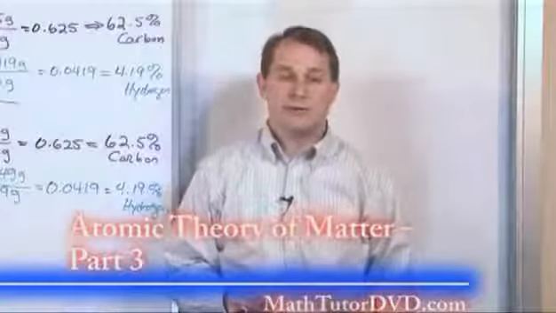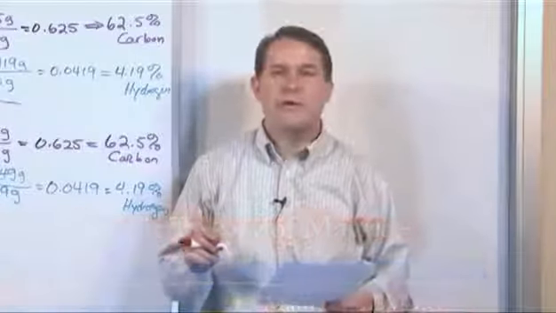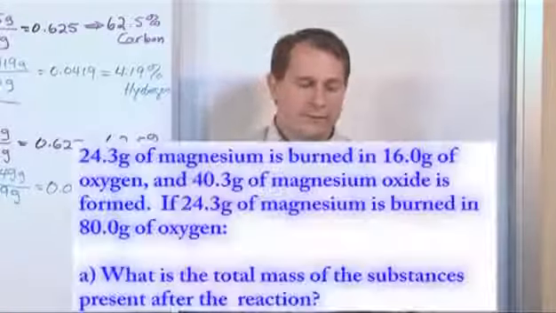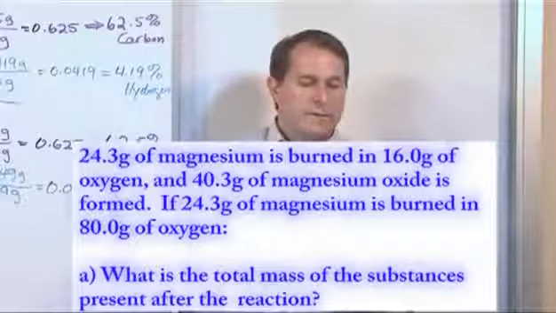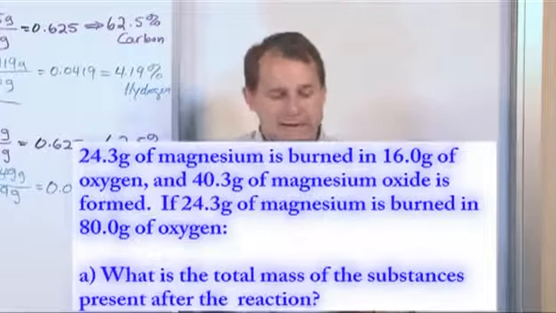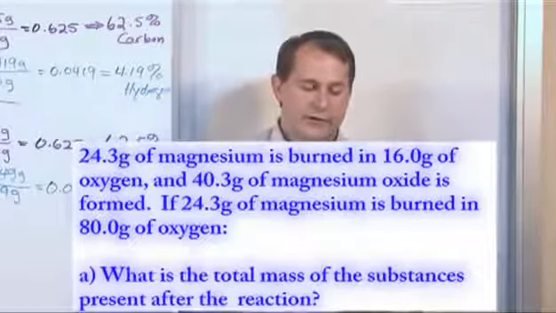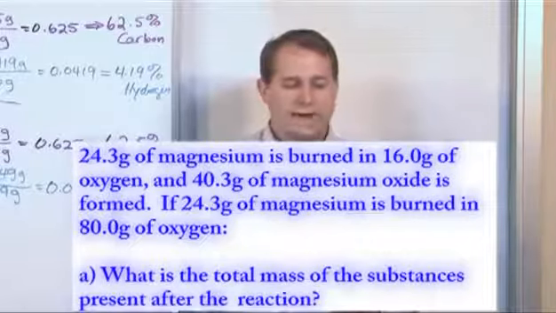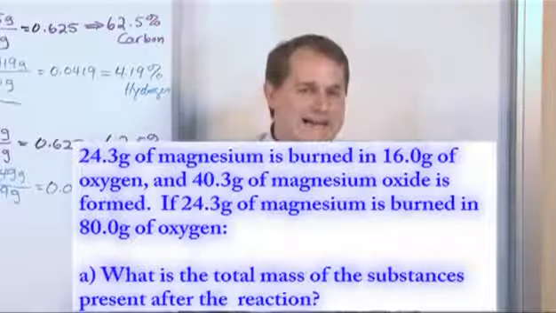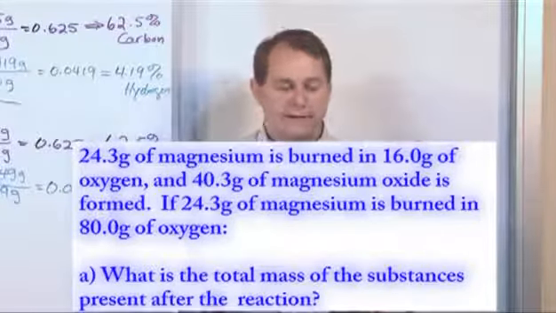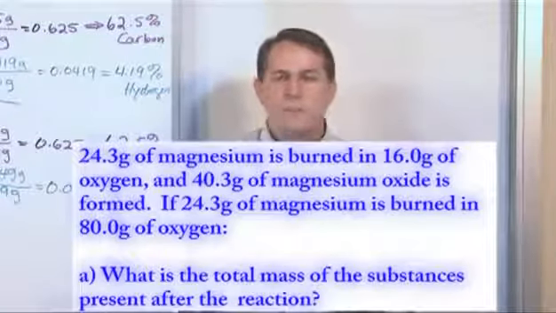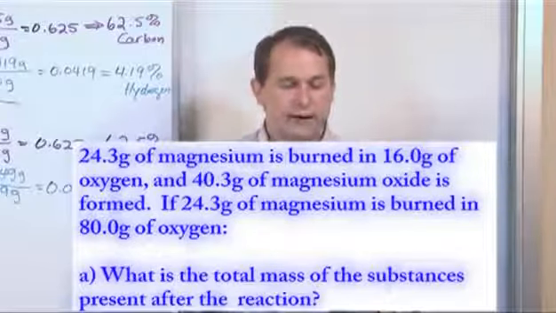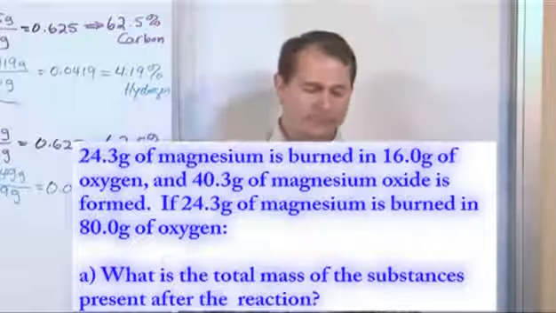Okay, our next problem goes as follows. 24.3 grams of magnesium is burned in 16 grams of oxygen gas. 40.3 grams of magnesium oxide is formed from this reaction. If 24.3 grams of magnesium is burned in 80 grams of oxygen gas, and then we have several parts to this problem. The first one is, what is the total mass of the substances present after this reaction?